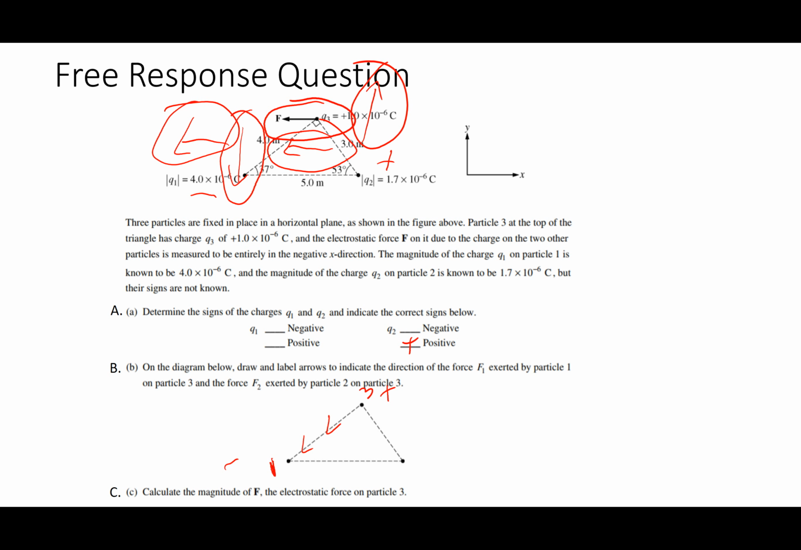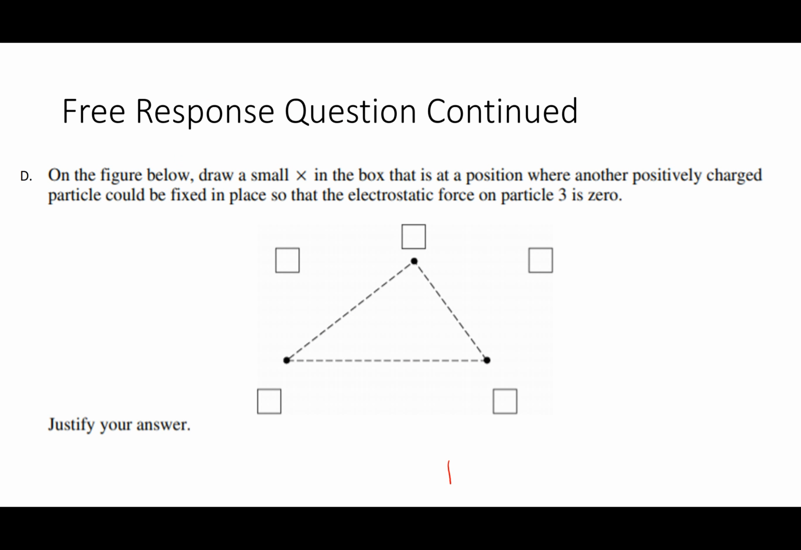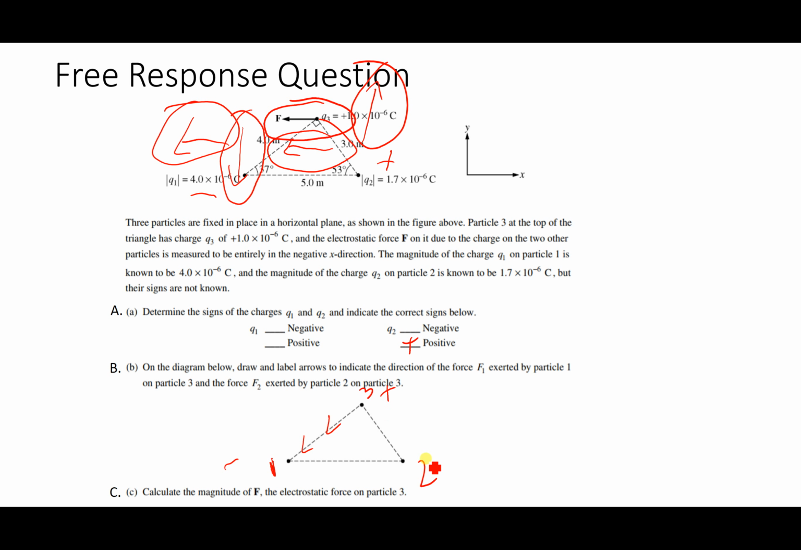On the other hand, particle 2 is positive. And since it's positive, it's going to be pushing away, and it's going to push away in this direction.